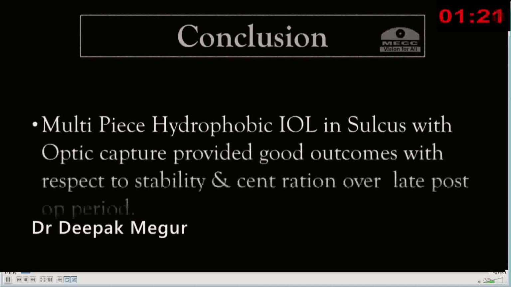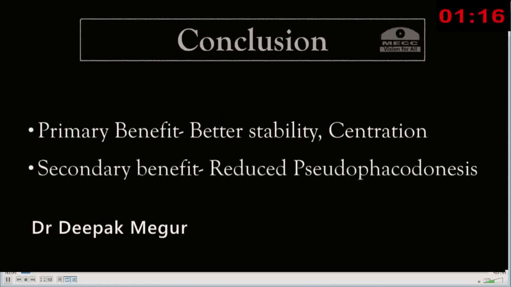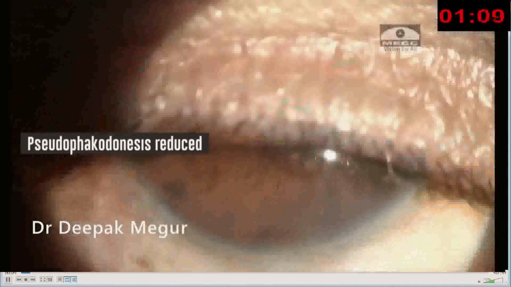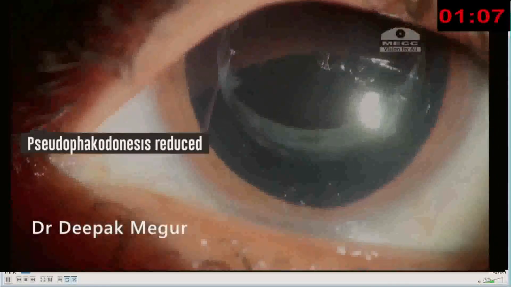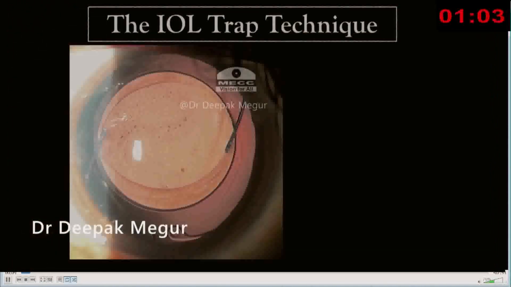Although the primary benefit has been better long-term stability, an indirect benefit which I have noticed is the decreased amount of pseudophacodonesis, which the patients do appreciate as they find it less annoying. Okay, now let's understand how the principle of IOL trap can potentially work.